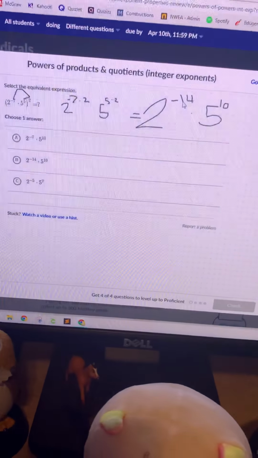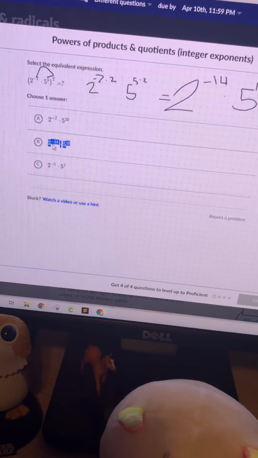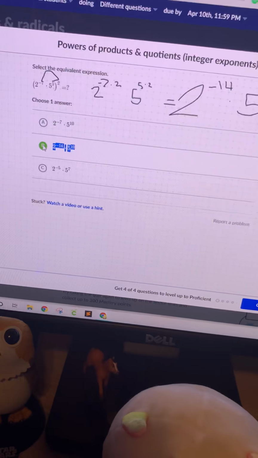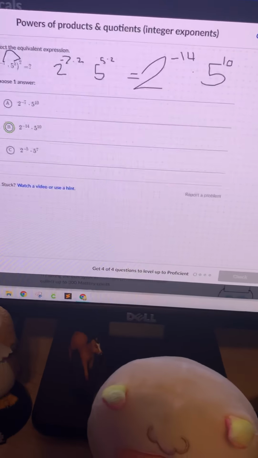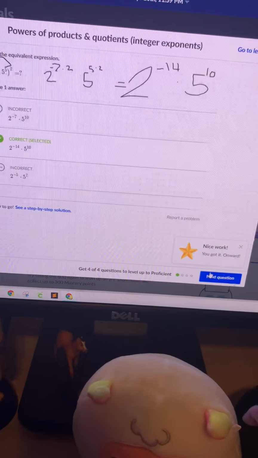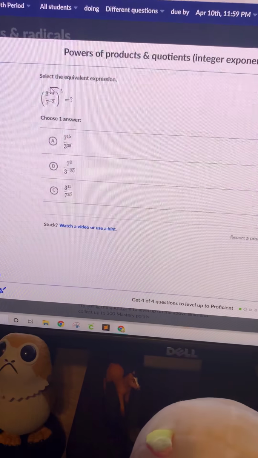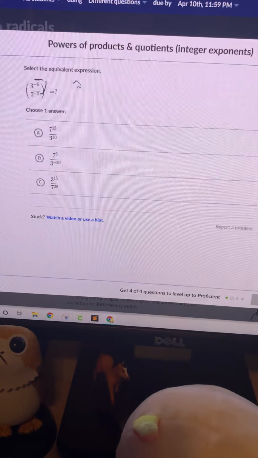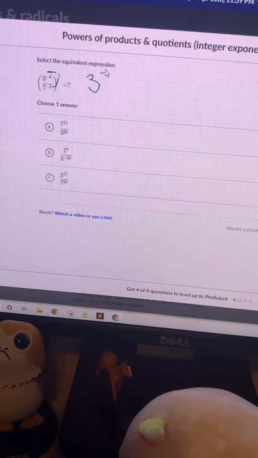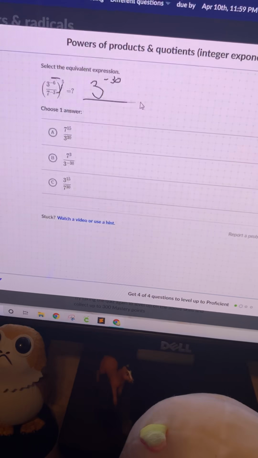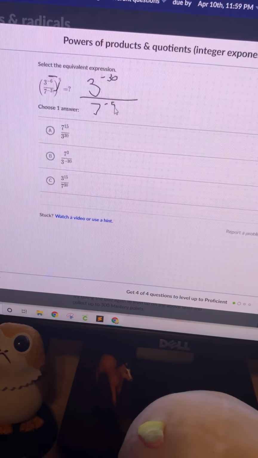Since 14 is a negative number, that means, well, actually, we don't need to worry about that. I've got the answer right here. You see, these are the same thing. 2 to the negative 14, 5 to the 10. So I'm going to click on B, check. For this one, so again, we're multiplying the exponents. So I've got 3, negative 6 times 5 would be negative 30. And then down here I've got 7, negative 3 times 5 would be negative 15.